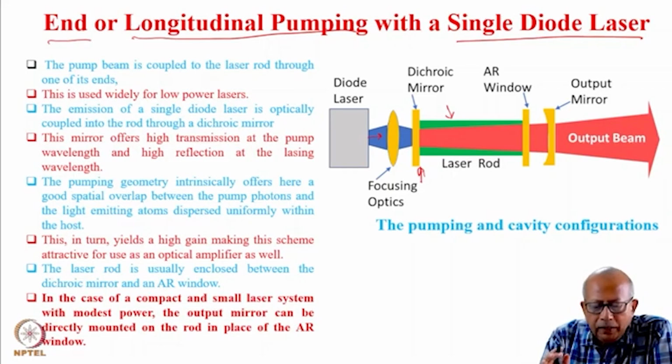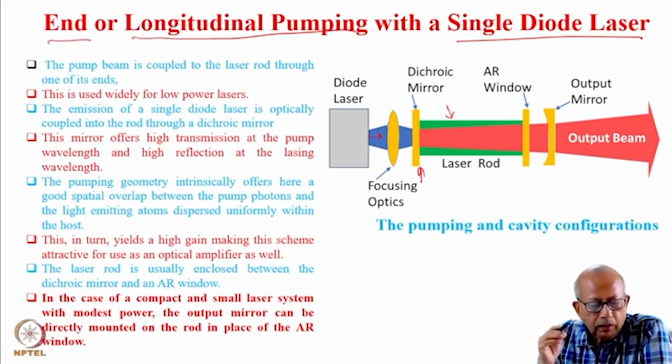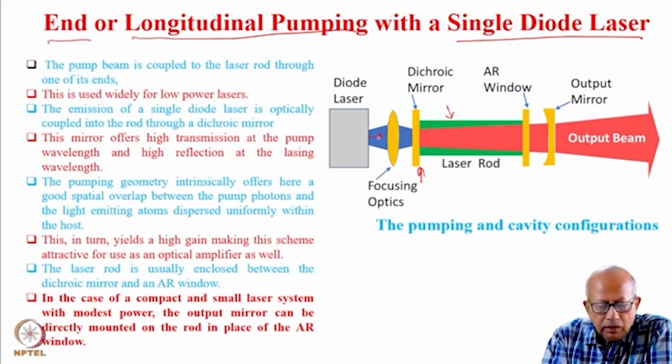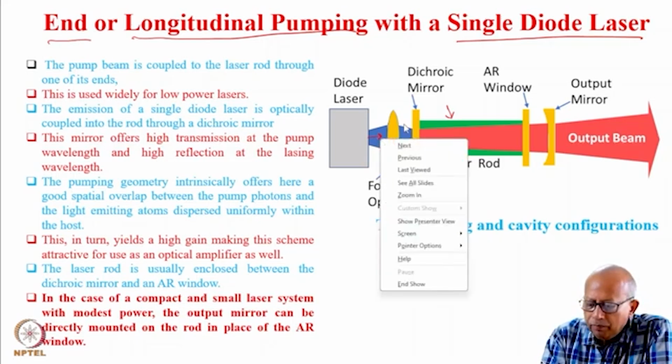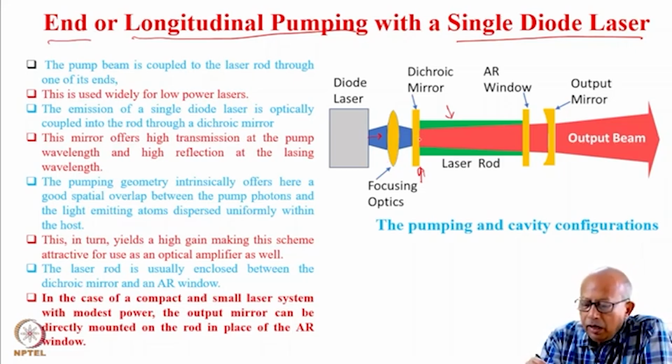This is used widely for low power lasers. We will come to that. Why? The emission of the diode laser is optically coupled with this lens. It appropriately focuses it, and it is coupled into the laser rod through a dichroic mirror.